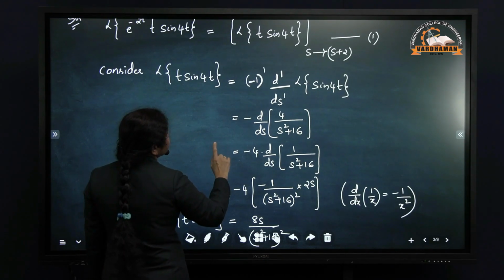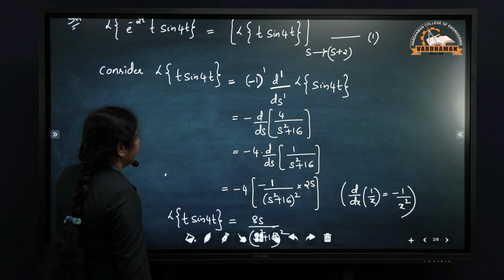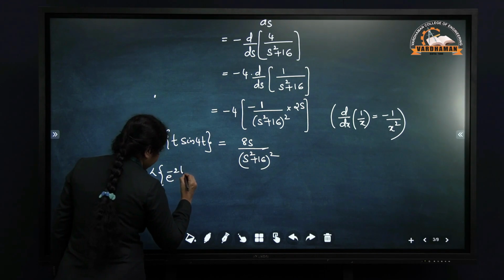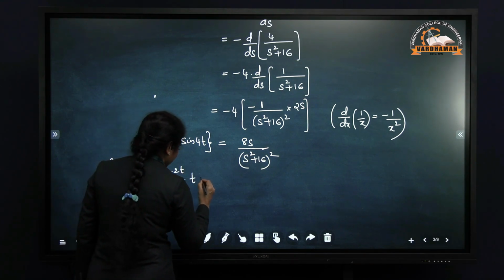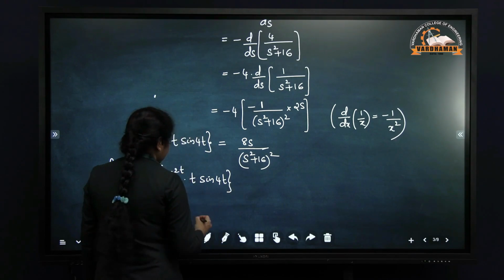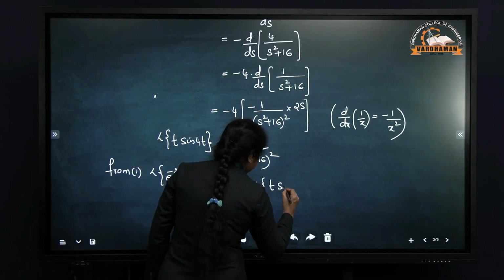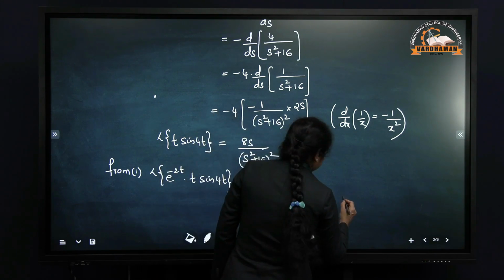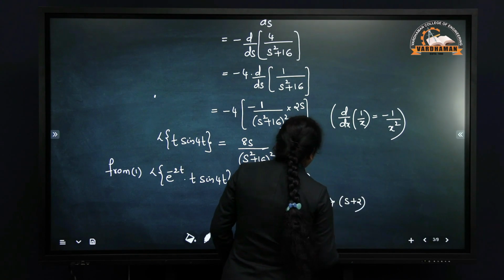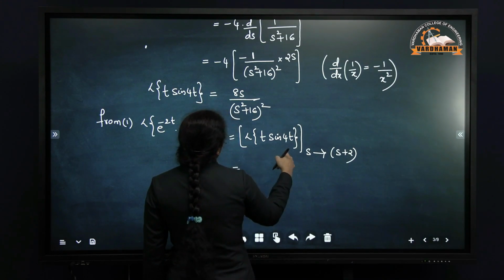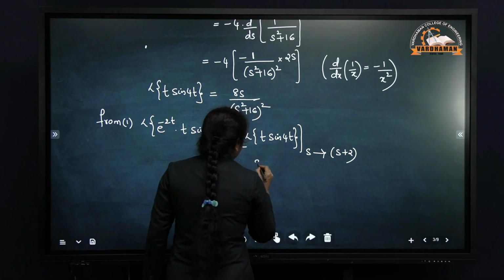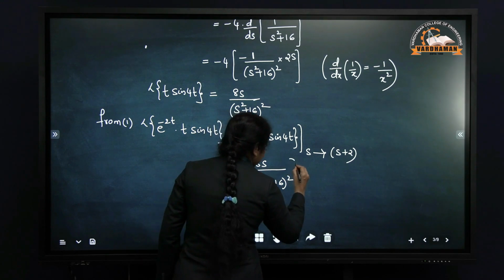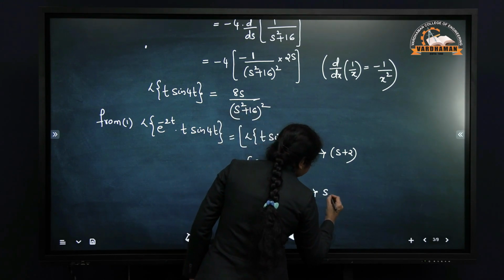Now we need to substitute this result in equation 1. From equation 1 we have the term Laplace transform of e power minus 2t into t sin 4t, and this is equal to Laplace transform of t sin 4t, and in this result we need to replace s with s plus 2 by the first shifting theorem. So now we know L of t sin 4t is 8s by s square plus 16 whole square, and here in this result we need to change s to s plus 2.